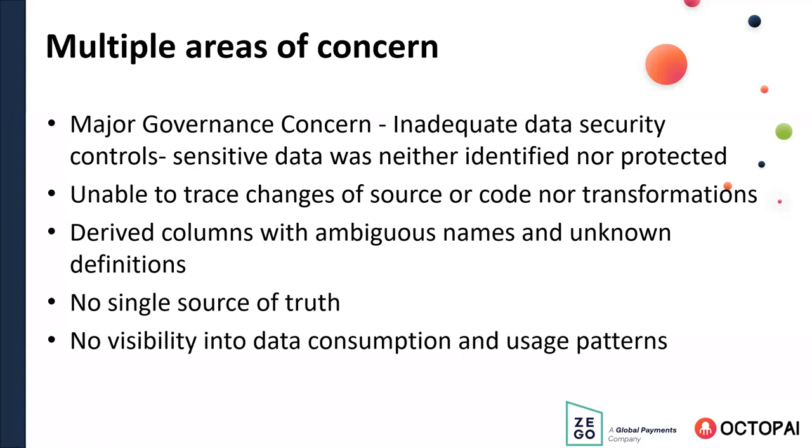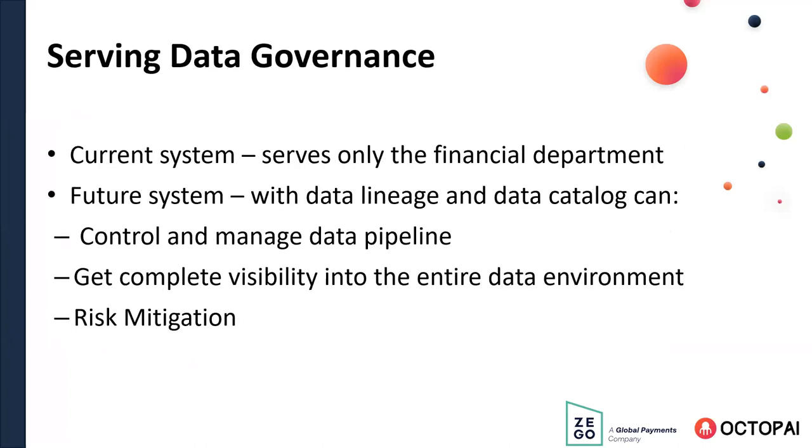I think I've kind of gone over all of these, but the biggest thing was we didn't have a single source of truth. The other challenge that we faced was the current system with the legacy data warehouse. It only served the financial department, but then it began to be used by the customer success department and our tech ops teams, they were getting the wrong data. So that's when we determined we needed Octopi and a data lineage solution so that we could accurately track data from source system all the way to end consumers.